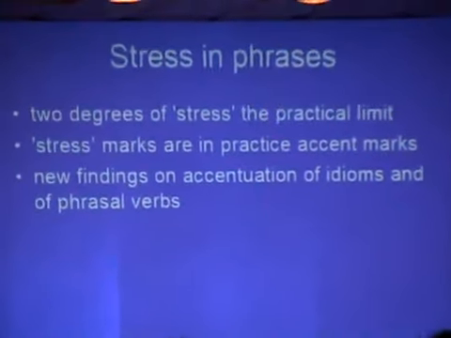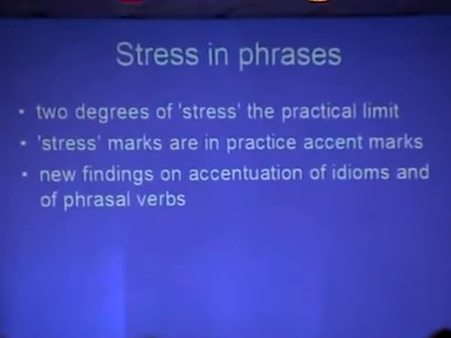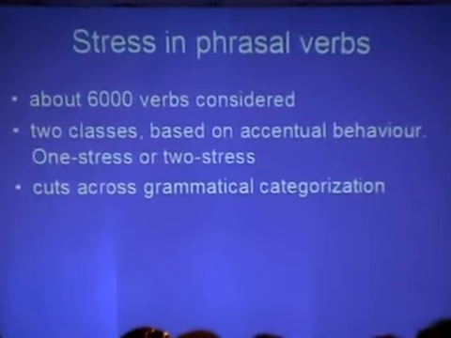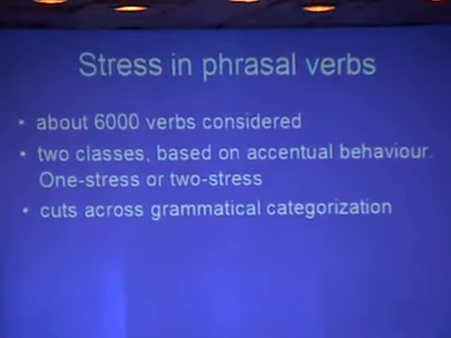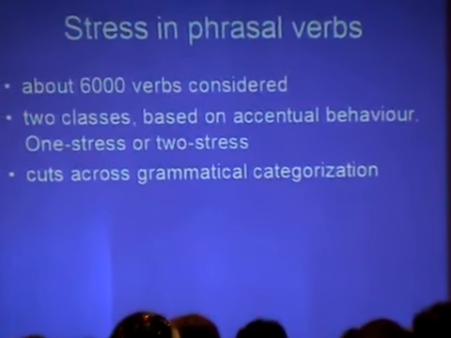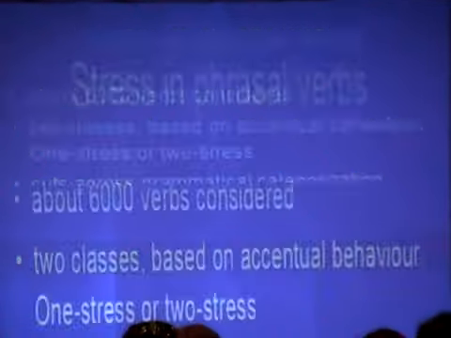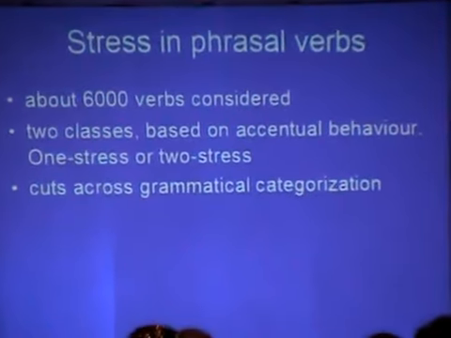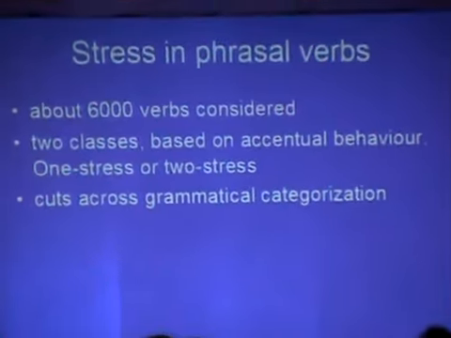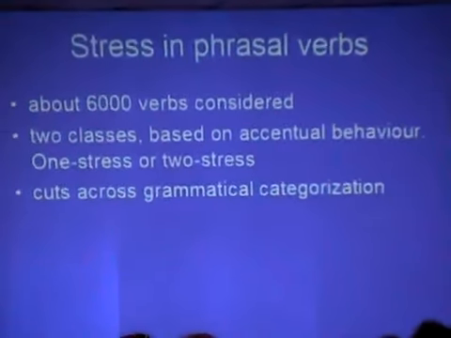But there are, in fact, 2 undescribed regularities in the accentual behavior of these expressions. Phrasal verbs, for instance, things like go away, come back, very common, a notorious difficulty for learners, and they have an apparently puzzling stress behavior. But an examination based on about 6,000 verbs shows that you can go a long way with a simple division into 2 classes, 1 stress verbs and 2 stress verbs. And this cuts across any grammatical categorization, at least any grammatical categorization that you might consider using in ELT.